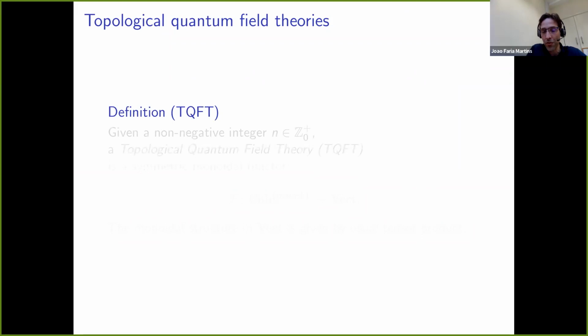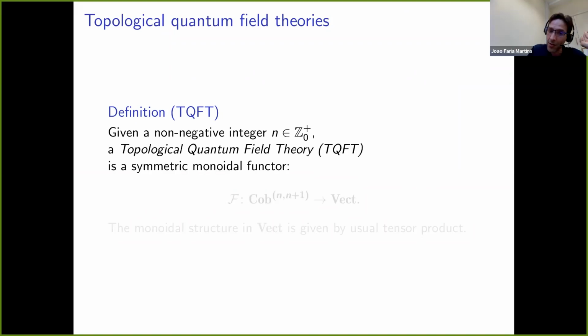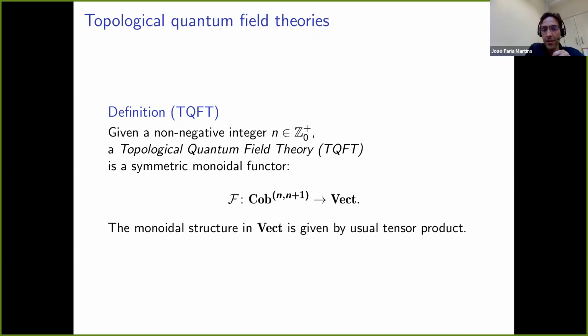Right, so what is a topological quantum field theory? It's now a very old definition, over 20 years old. A TQFT for non-negative integer n is a symmetric monoidal functor from the category of (n+1)-dimensional cobordisms to Vect, which is the symmetric monoidal category of vector spaces and linear maps. Here, the monoidal structure is given by the usual tensor product. I'm going a bit fast, but do ask questions. I always prefer to stop presenting slides and go back to the whiteboard, and I also have a pen tablet if needed.